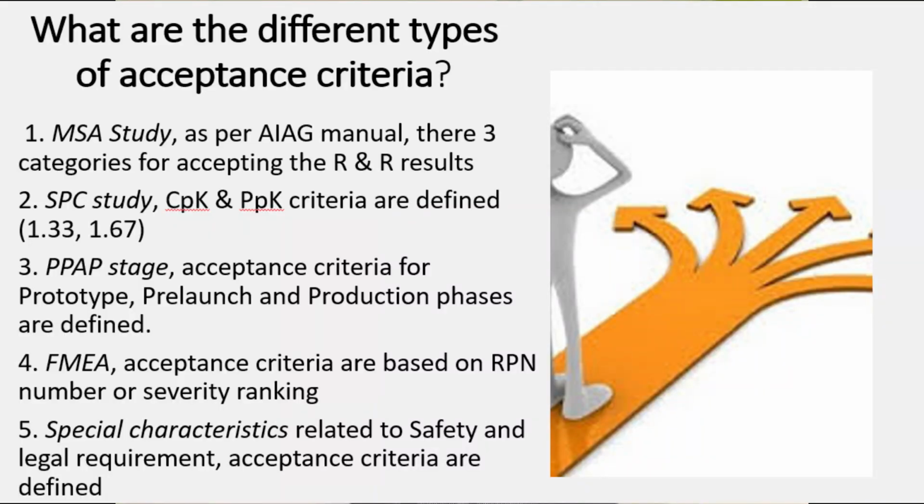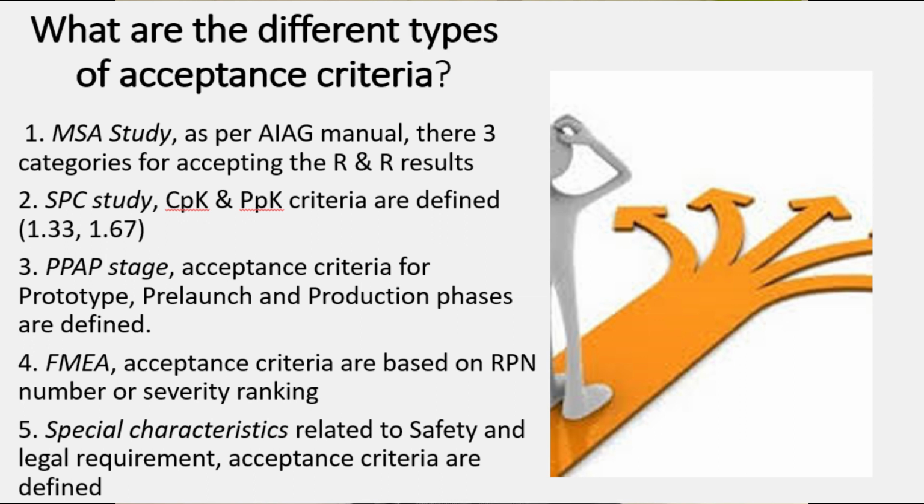So that brings point number 5. That point is with respect to what are the different possible acceptance criteria that an organization can have. Let me share some examples. In MSA study, measurement system analysis, in R&R, there are certain guidelines: between 0 to 10%, 10 to 30%, and more than 30%. These are specific acceptance criteria which will decide whether to accept the instrument or not. In SPC study, Cpk and Ppk guidelines are there, 1.33, 1.67, which are the acceptance criteria.